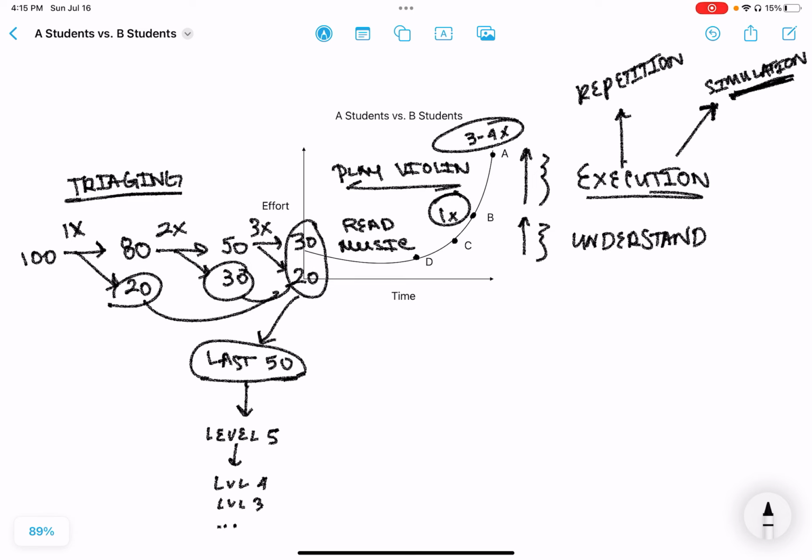So what we're going to do is focus the semester on execution. We're going to focus on triaging, and we're going to focus on repeating the problems as many times as possible. And then lastly, simulating the most difficult circumstances. That way, on test day, we've already seen the most challenging problems and we are comfortable with that level of intensity.